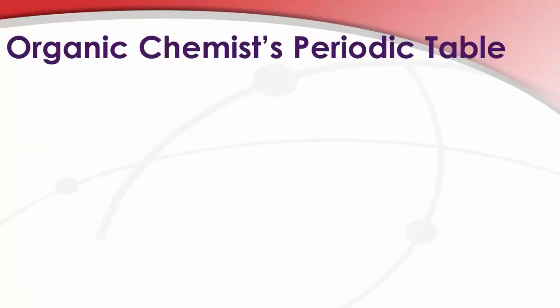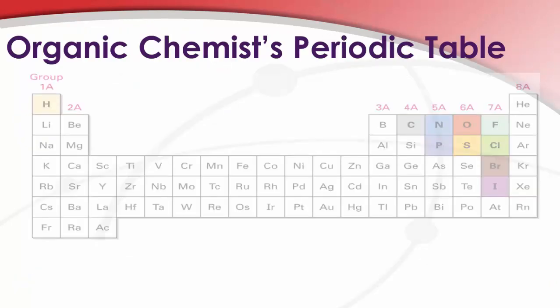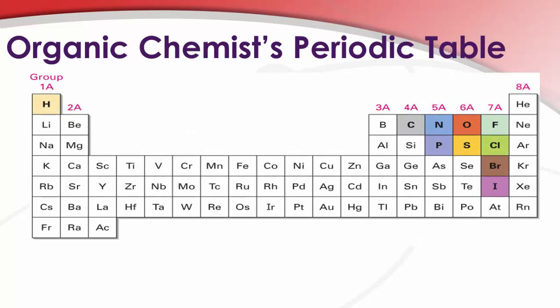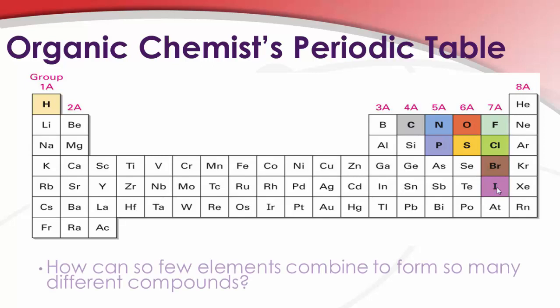If we want to revisit the periodic table to think about the elements that are of interest to the organic chemist, for the most part, we're restricted to just these usual suspects: hydrogen, carbon, nitrogen, oxygen, fluorine, phosphorus, sulfur, chlorine, bromine, and iodine. So this is very interesting. With just a few elements, we can form many billion different compounds. And why is this?